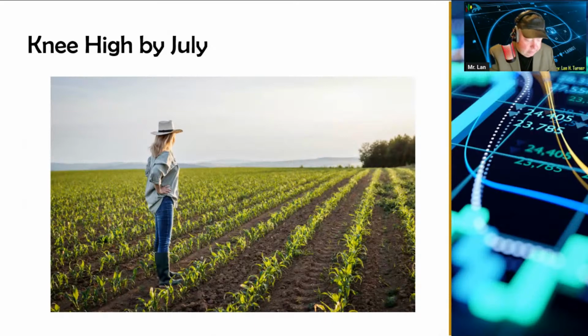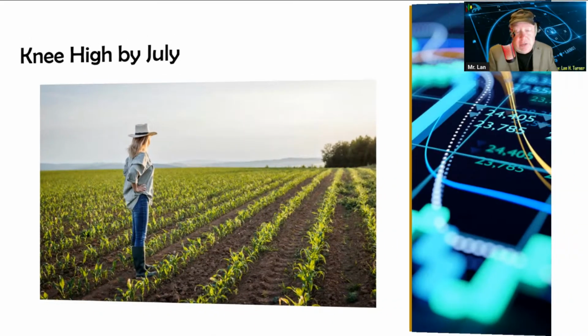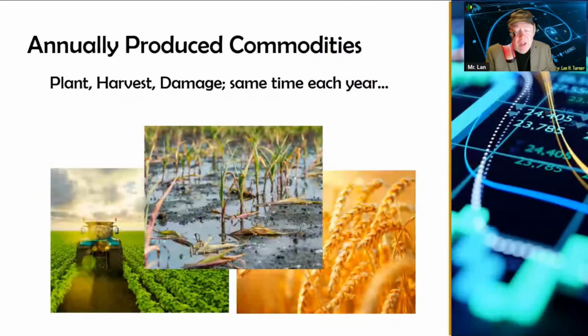Well, that's because crops in particular, if you're trading commodities, are very seasonal in respect to how we plant them, harvest them, and when they're susceptible to things like damage. These all come at the same time of the year. We plant them at the same time of the year. We harvest them at the same time of the year. They're susceptible to damage at the same time of the year. Too much water, not enough water. And these are annually produced commodities that have annual events.